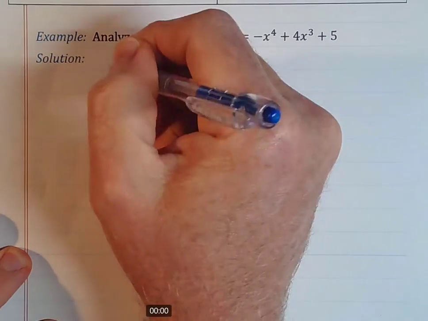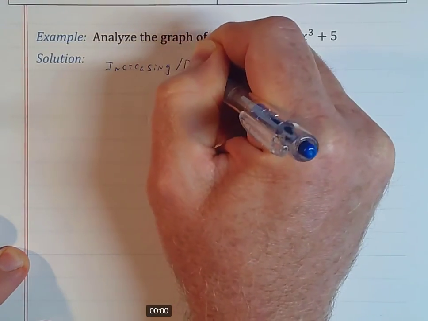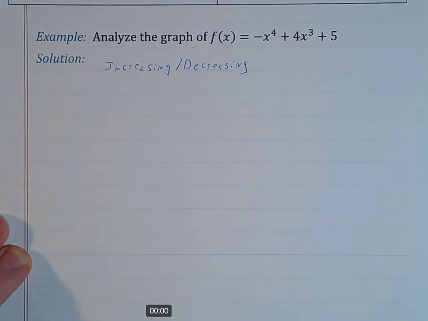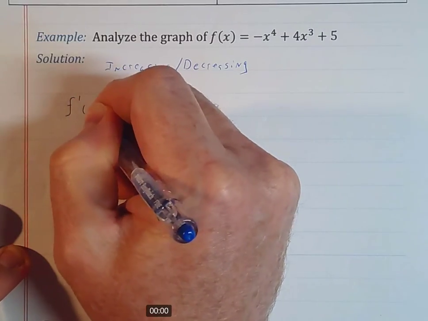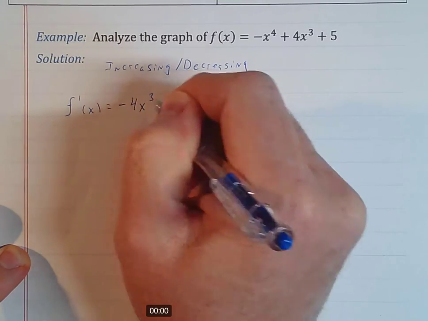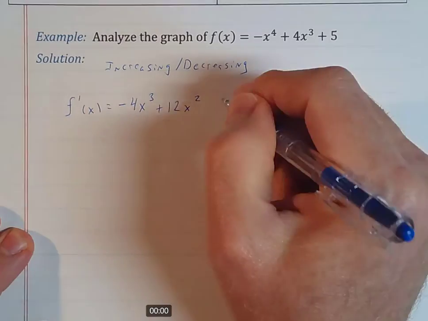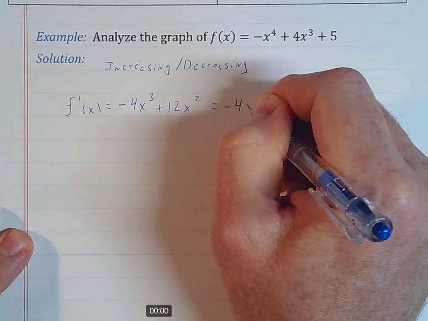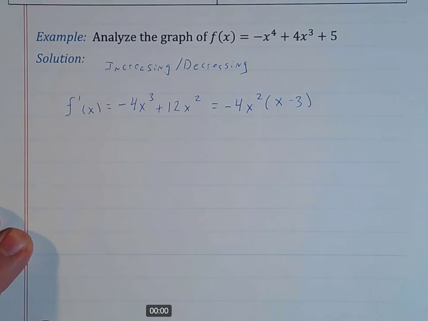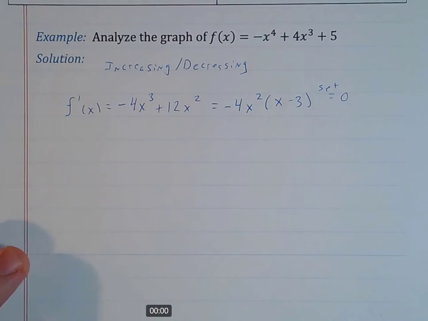So how about if we start off by thinking about increasing and decreasing? Now remember, this is going to come from the first derivative. So I'm going to find the first derivative, f prime of x. Well, okay, it looks like that's fairly straightforward: negative 4x cubed plus 12x squared. There's my first derivative. I'm going to factor it down a little bit. I'm going to factor out a negative 4x squared, which gives me an x minus 3. And I'm going to set that equal to 0 so I can look at my critical numbers.